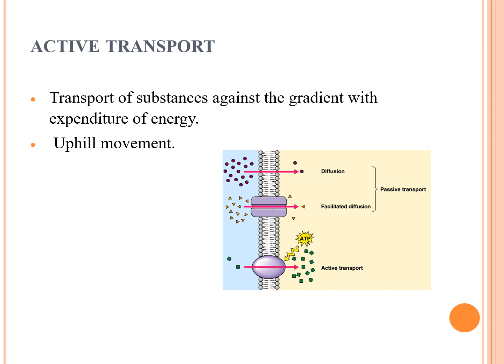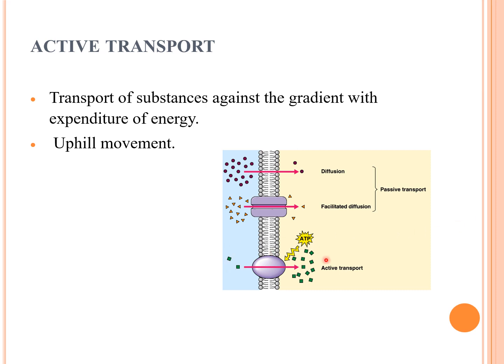So what is active transport? What is passive transport first? You know that passive transport is transport of substances along the gradient without expenditure of energy. So what is active transport? It is opposite to that of passive transport: transport of substances against the gradient with the expenditure of energy.